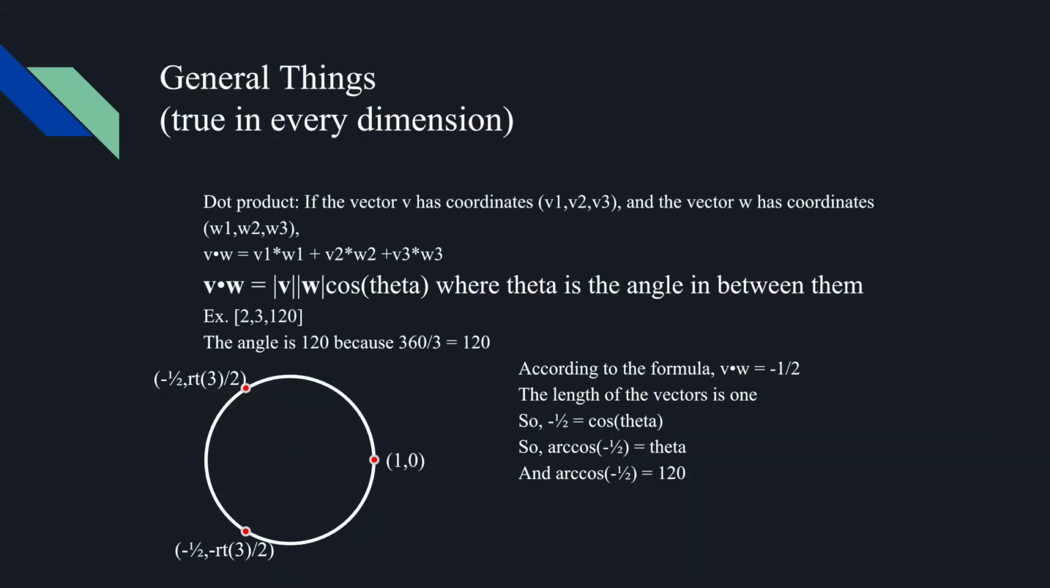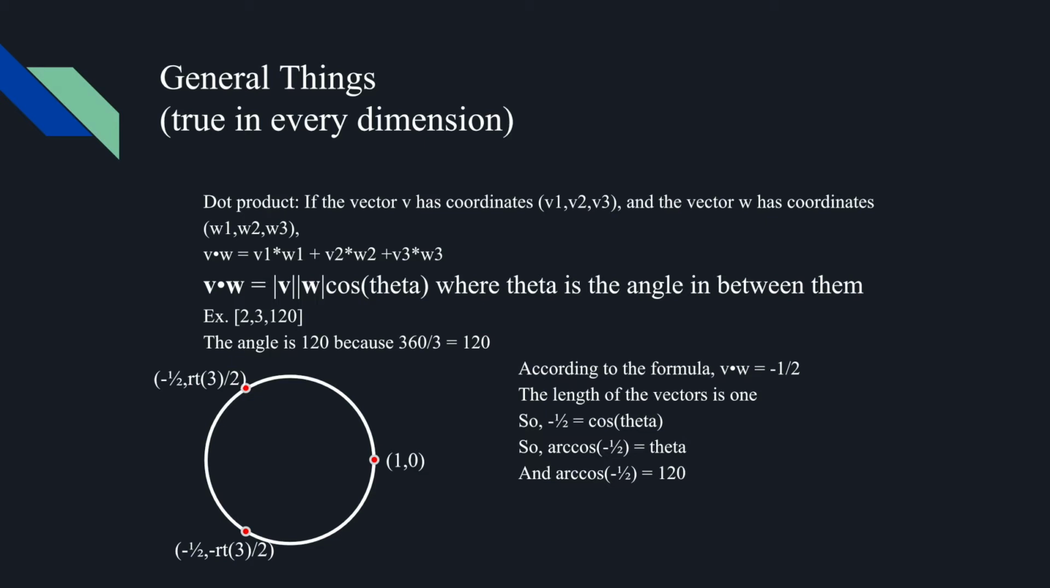So before I go into further proofs, I wanted to get this out of the way. It's the dot product. If the vector v has coordinates v1, v2, v3, and w has coordinates w1, w2, and w3, v dot w will be v1 times w1 plus v2 times w2 plus v3 times w3. And in general, v dot w equals the length of v times the length of w times cosine theta, where theta is the angle in between the two vectors.